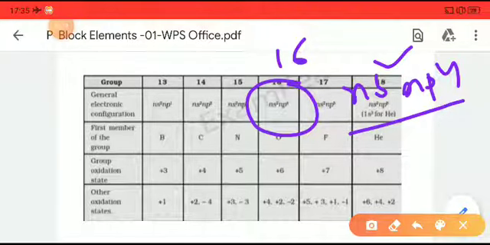So by this trick you can easily determine the oxidation state of any group or any element of a certain group, as well as the valence shell electronic configuration of a particular group. I hope you have understood this very well.